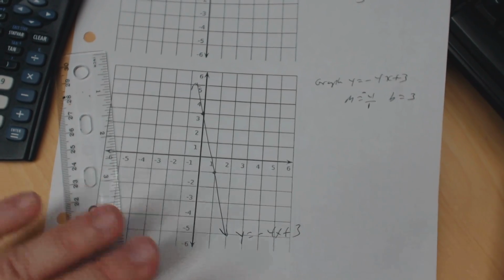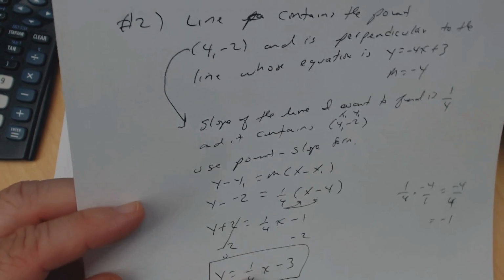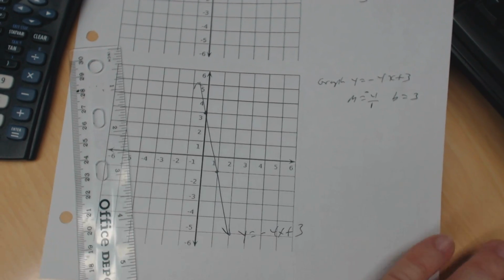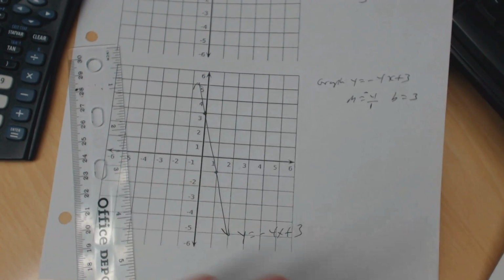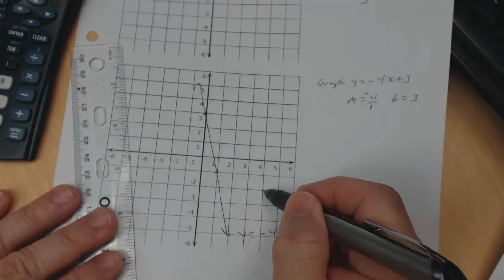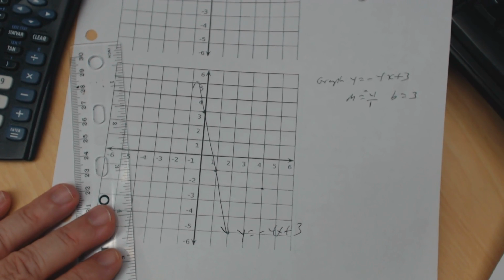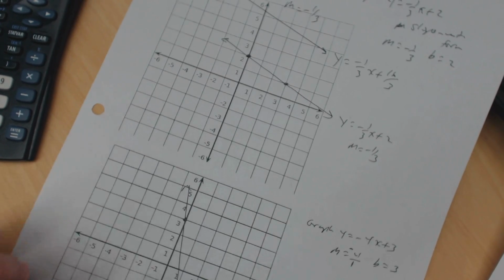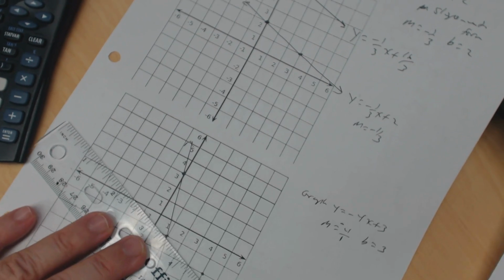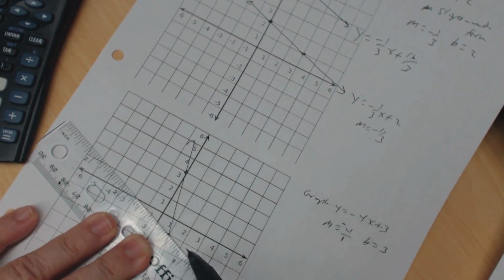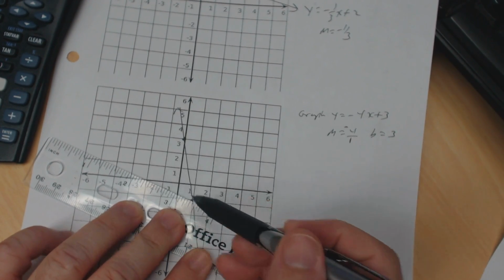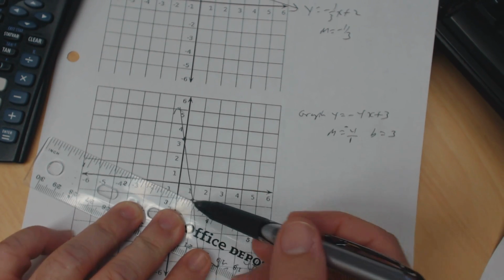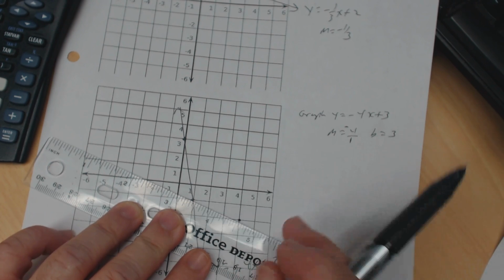Okay, now what I'm interested in is the line that goes to the point 4, negative 2. So here's 4, negative 2 right here. And is perpendicular to this line. Remember, perpendicular lines form right angles. So I'm going to ask you this: could this right here, now you got to visualize me drawing this, be the line that I'm interested in drawing? You better say no, because those lines do not form right angles. They got to form right angles.